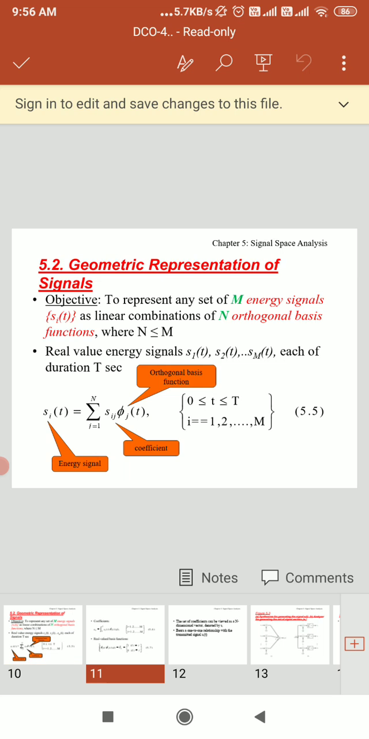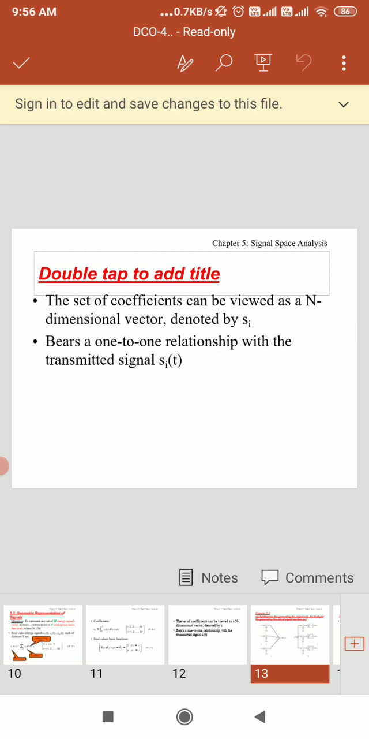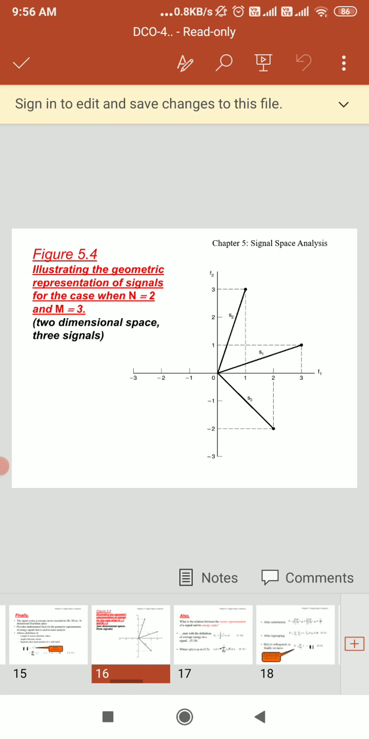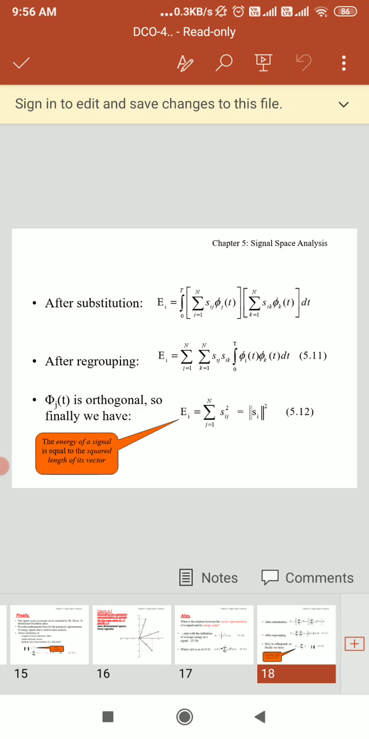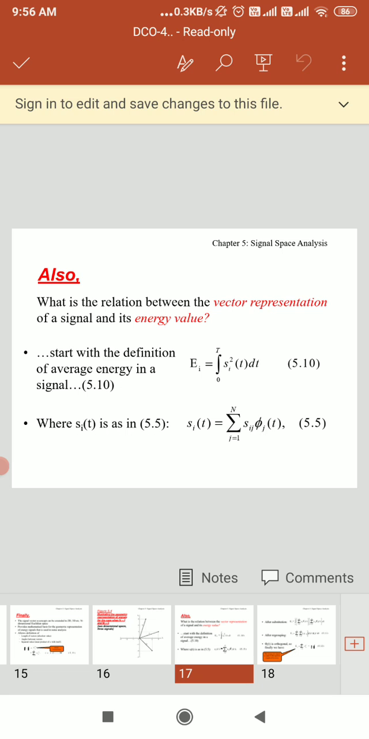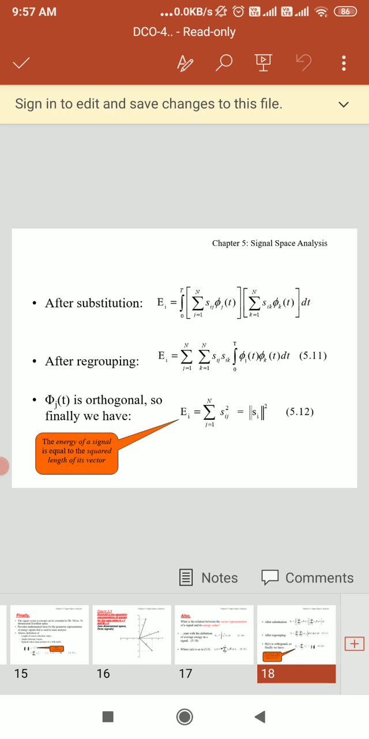So here we can say the energy Ei equals the integration from 0 to T of Si squared of t dt. But Si of t is nothing but the summation j equal to 1 to n of Sij phi j of t. So when we put that value in our first equation, the energy of the signal Ei, we can put the Si of t value in equation 5.10. After substitution you will get the result.